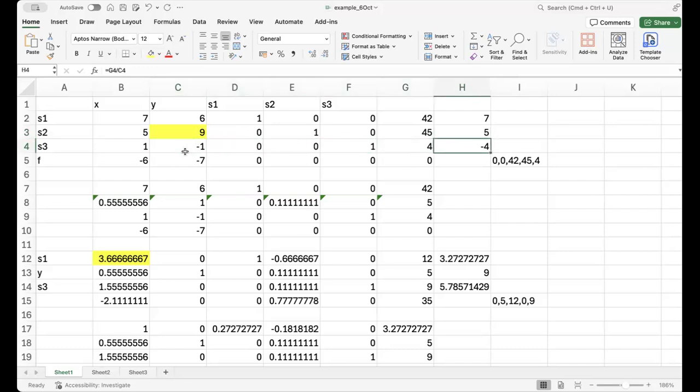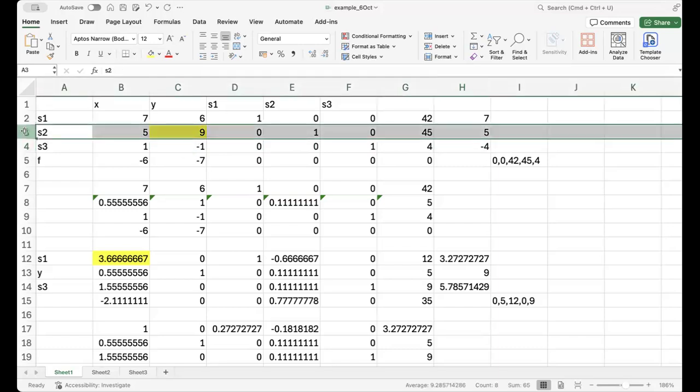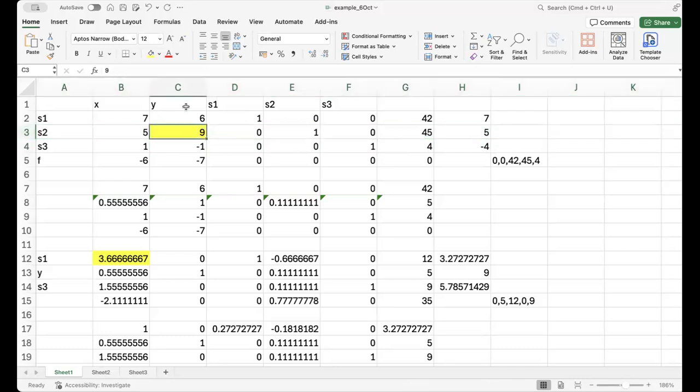So which one is the variable we're going to remove from the basic variables? S2, because this is the smallest positive one. So in the next round, we're going to add y as a basic variable, and we remove S2 from our basic variables. In the next round, our basic variables become S1, y, and S3. So this is the pivot element.